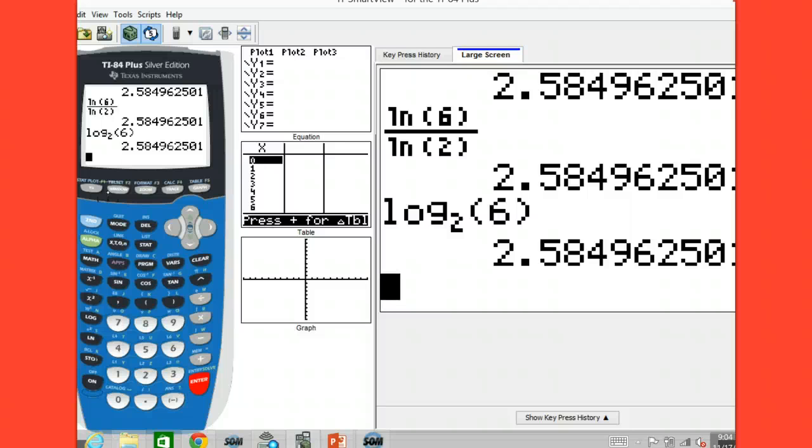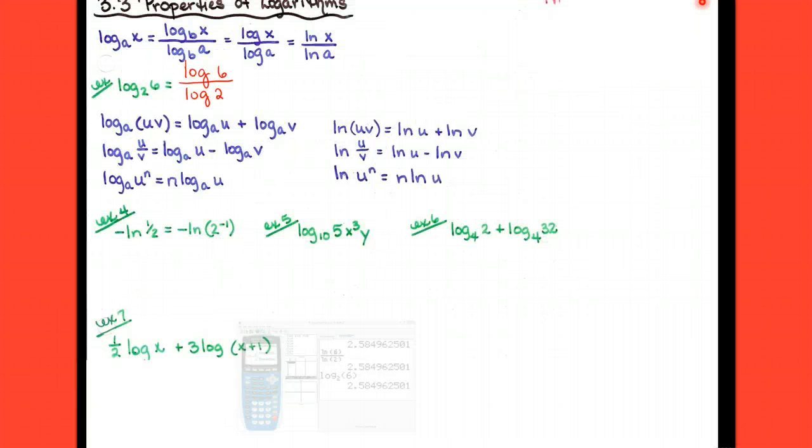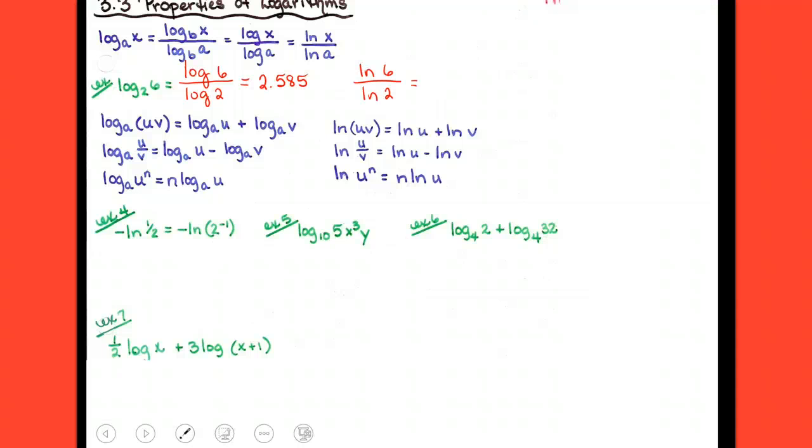So if you don't have the new operating system, if you have an 84, you surely can get it from me. If you have an 83, you cannot, but you can use change of base formula to evaluate those just as well. So just a reminder of those things that we did. We rewrote the log base 2 of 6 with a common log using change of base formula. We also rewrote it with a natural log using change of base formula and got the same answer.